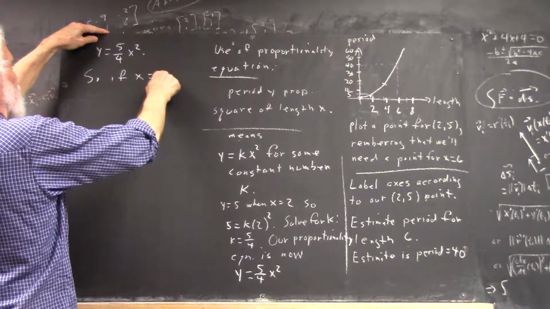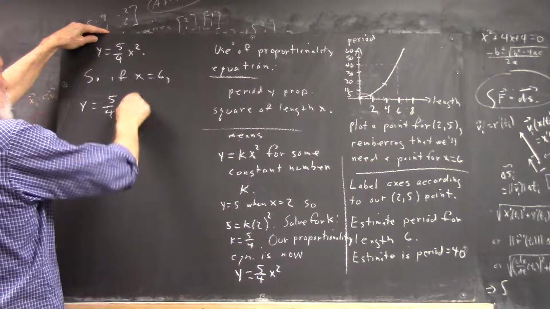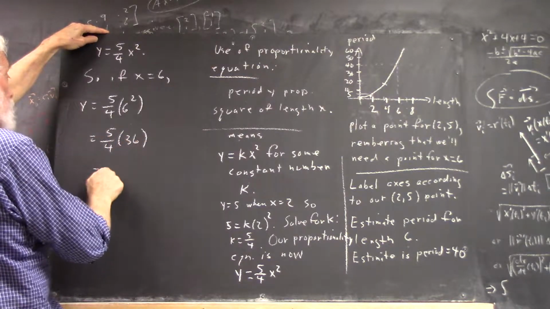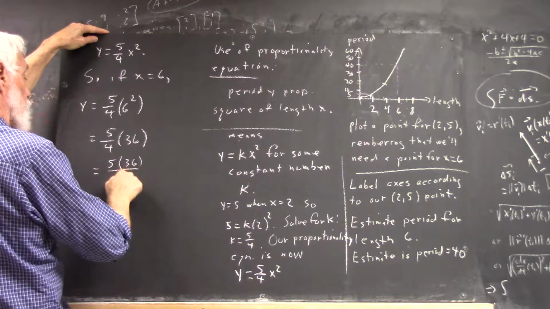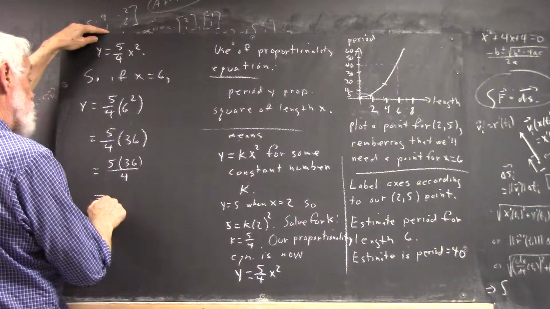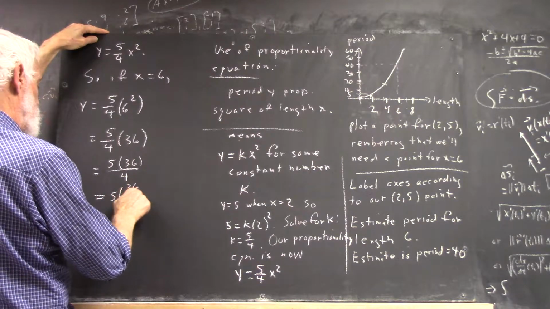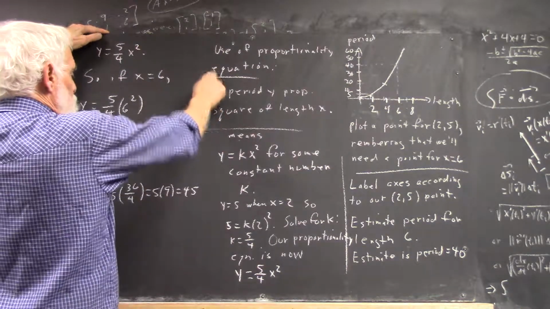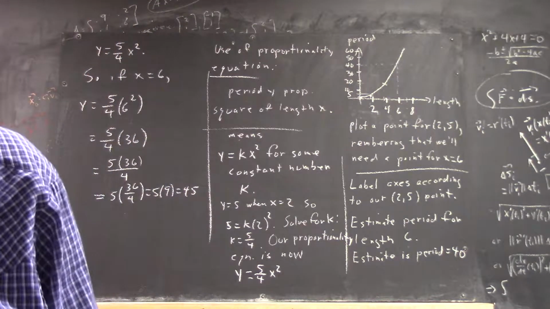So if x equals 6, y equals 5/4 of 6 squared, which is 5/4 of 36, which is 5 times 36 over 4. Which is, we can reduce this to lowest terms. And quickly get 45, right? Okay?